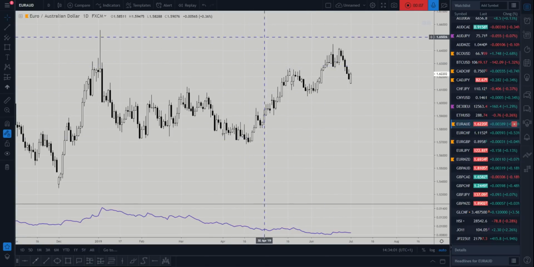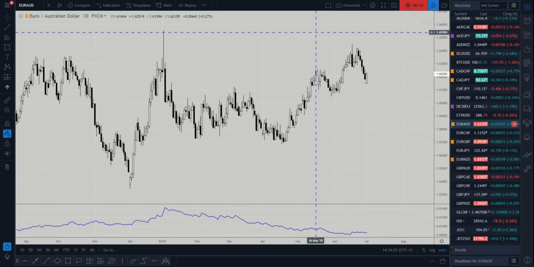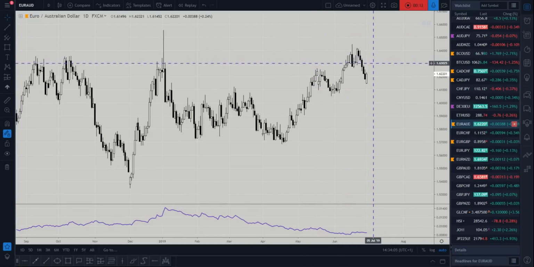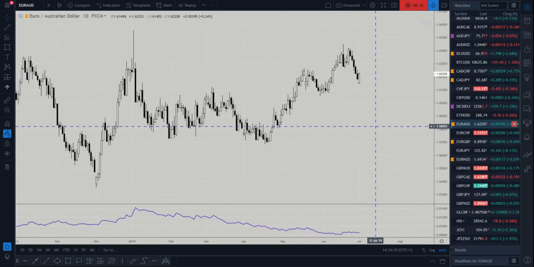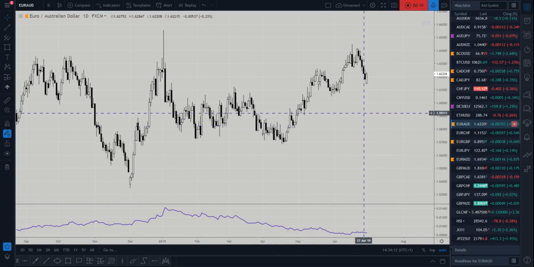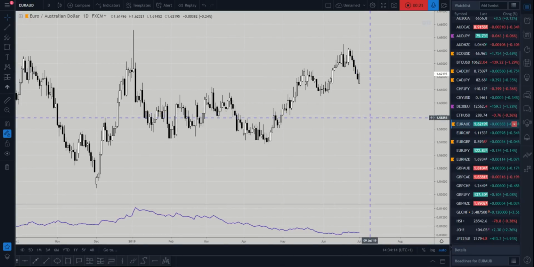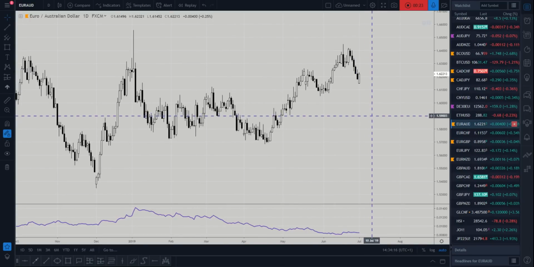In this video we're going to be taking a look at Euro versus the Australian dollar, as we expect prices to move much lower on this currency pair. Now before we even look at this pair, why are we looking at this pair in the first place? There always needs to be a reason why we take a look at this.